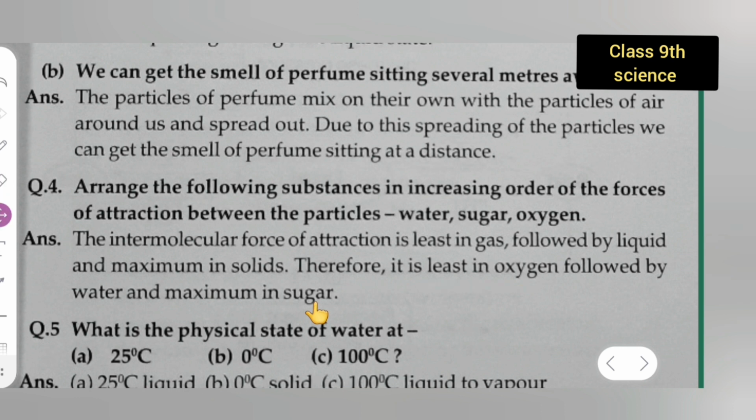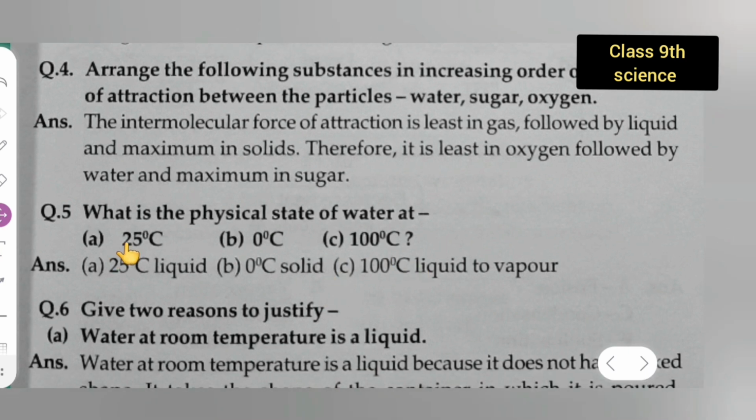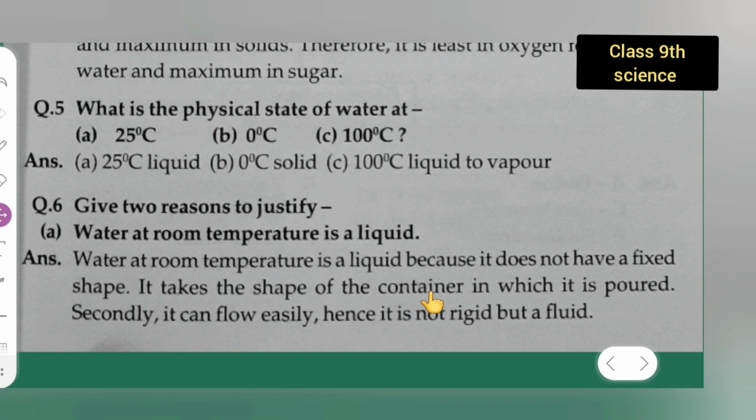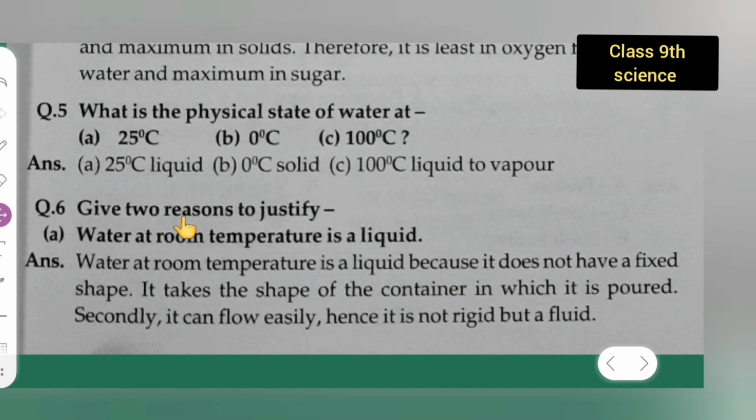Okay, so moving towards, these are the notes which I am giving you. Okay, so what is the physical state of water at 25 degrees Celsius? 25 degrees, liquid. Okay, and what about 0 degrees Celsius? It will be solid. 100 degrees Celsius, it will be liquid to vapor. Okay, now then moving towards the next question, that is question number 6, give 2 reasons to justify water at room temperature is a liquid.